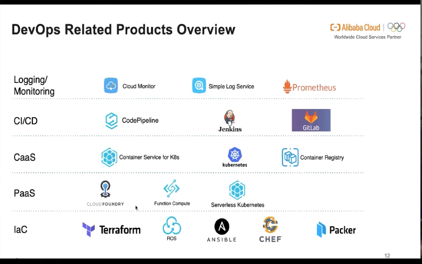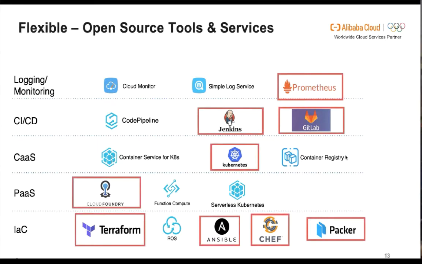But honestly speaking, Alibaba Cloud didn't provide everything here, because some of the products are what we call open source tools, but they can very smoothly collaborate with Alibaba Cloud products, like Prometheus, Jenkins, Terraform, Ansible. Those are from the open source community, right?